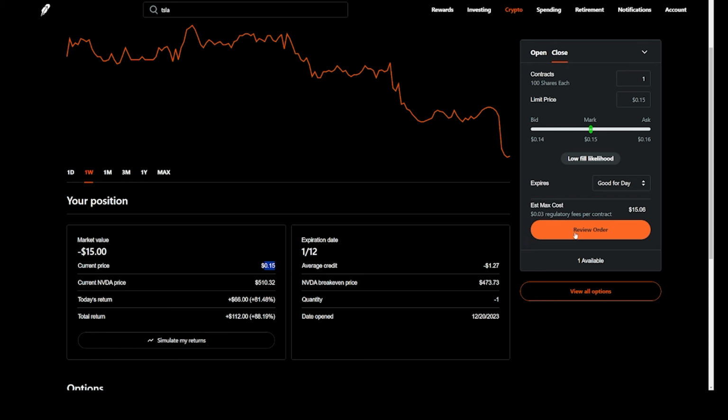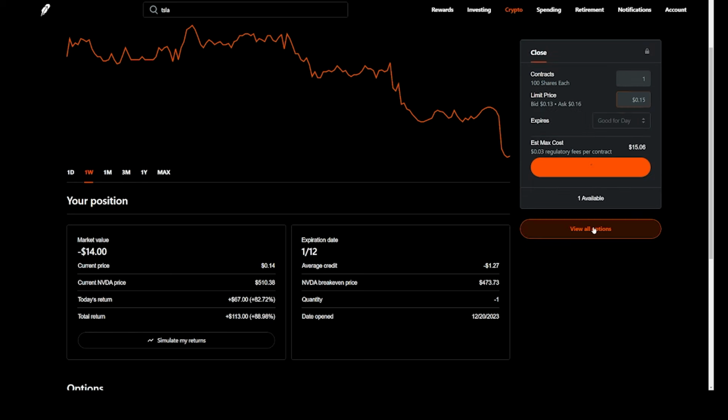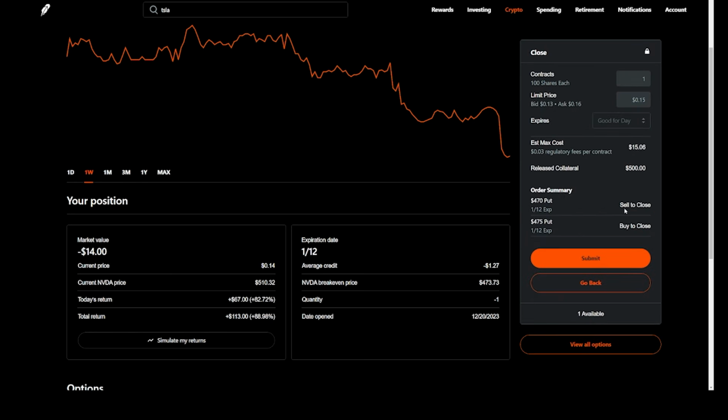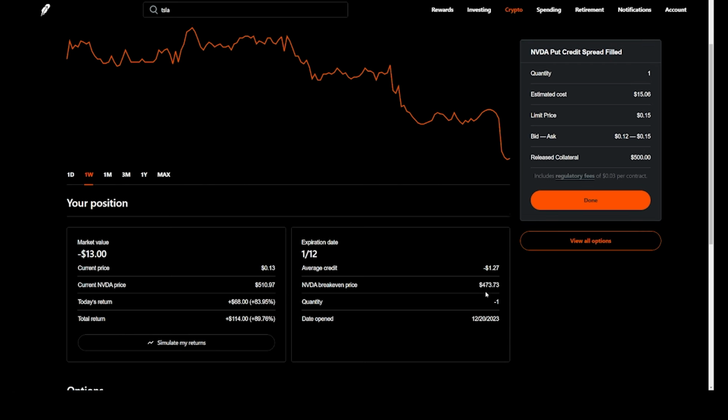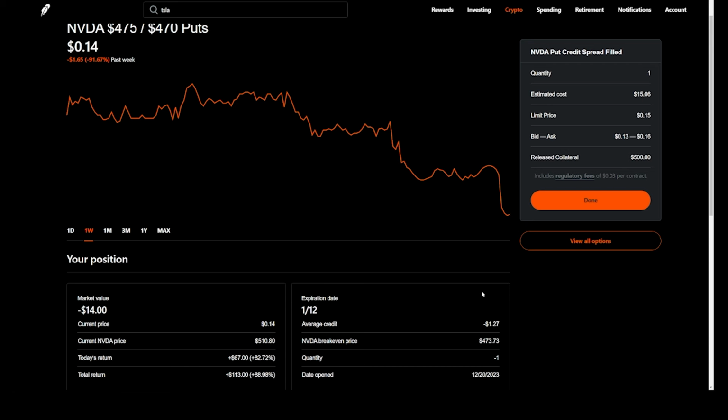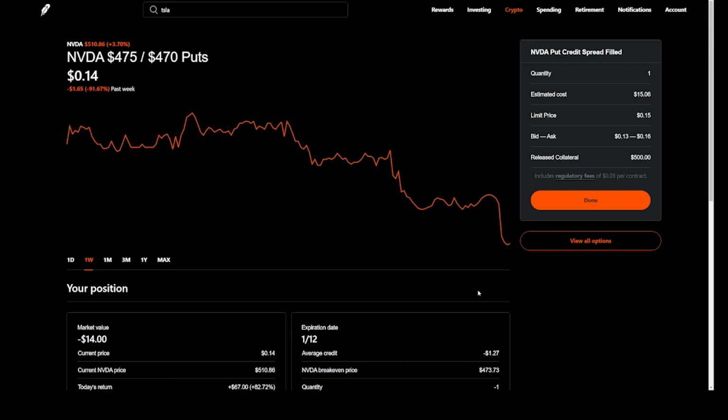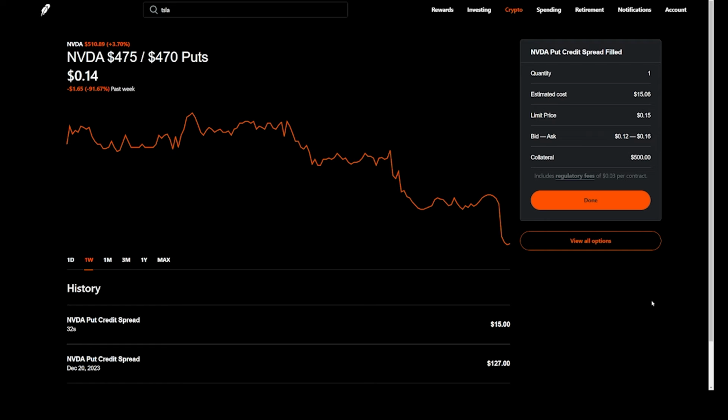So let's do it. Limit price, yeah, let's try 15. As you can see, they're both sell to close, buy to close. The one I bought to open is now sell to close. The one I sold to open is now buy to close. All right, let's do it. Filled. That's essentially all you have to do to close a bull put credit spread.